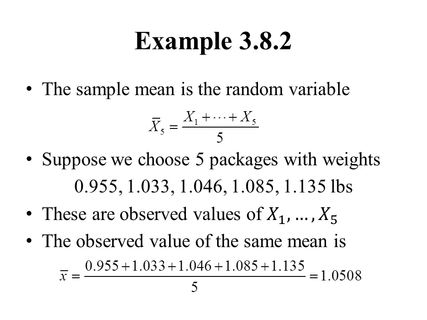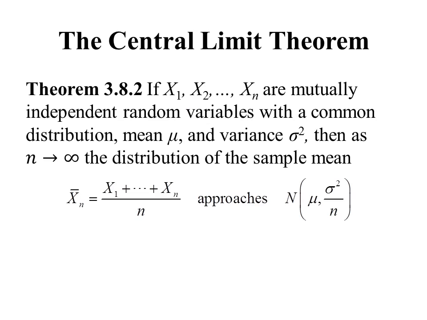Now, this variable x bar sub 5 is a random variable. The central limit theorem tells us what we need to know about the distribution of this variable.